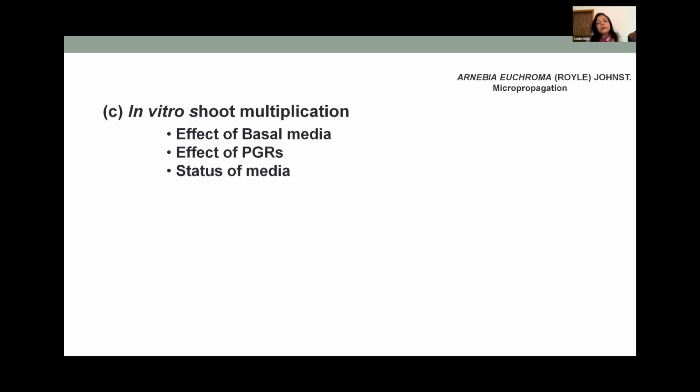And then the effect of the basal media like Murashige and Skoog, Linsmaier and Skoog, whichever media is best suited for this plant species. We tried different plant media, and then we studied the effect of different PGRs and the status of the media, like liquid media or media with agar, because agar provides a kind of support, but sometimes, though it is generally inert, in very rare cases it also interferes with the supply of nutrients, so the plant growth is not obtained as expected. So we used the media with liquid and with agar also.